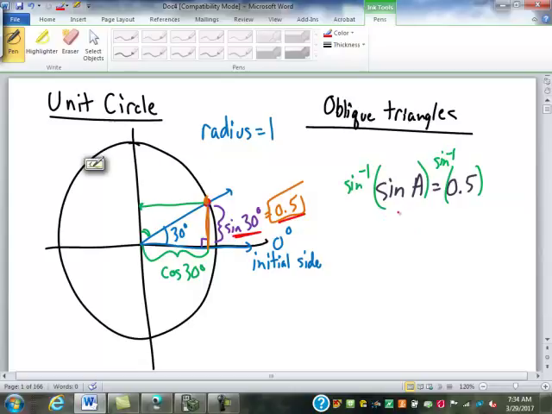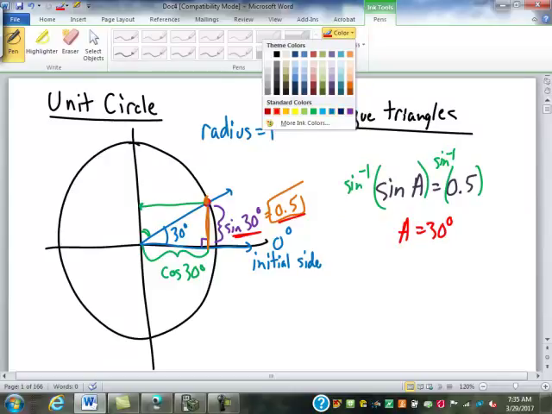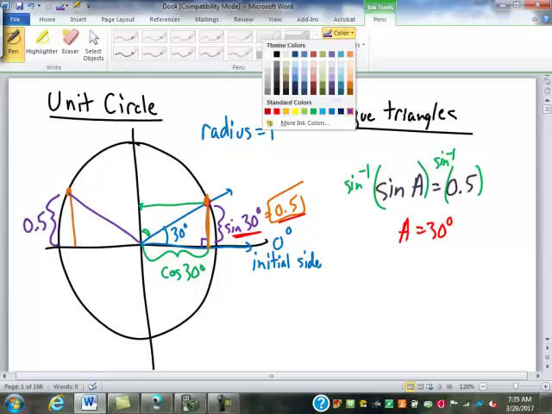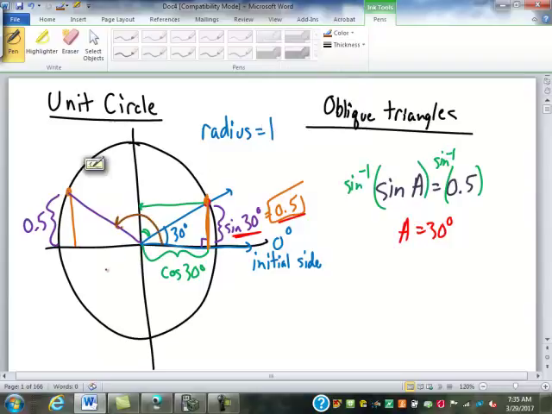But there's a problem here. That's not the only possibility. Because a sine being 0.5, all that is really telling us is that that point on the circle is 0.5, or 1/2 of a unit, above that reference diameter. There is another spot on the circle that is also 0.5, or 1/2 of a unit, above the reference diameter, and that's over on the left side over here. So that's also 0.5. What angle corresponds to that? Well, that's the angle we're looking for there.